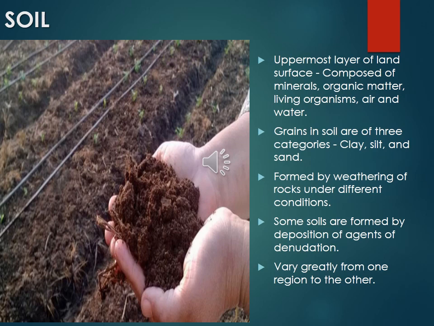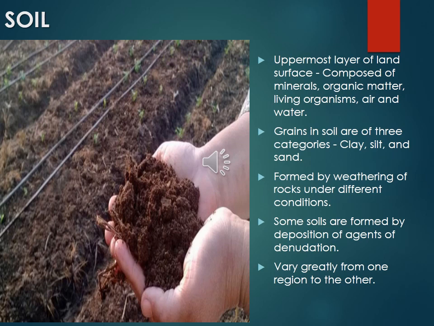Soils are generally formed by the weathering of rocks under different conditions, maybe physical, chemical or biological conditions. Some soils are formed by the deposition of agents of denudation. Denudation means the process that causes the wearing away of the earth's surface by natural agents. Soils can vary greatly from one region to another.